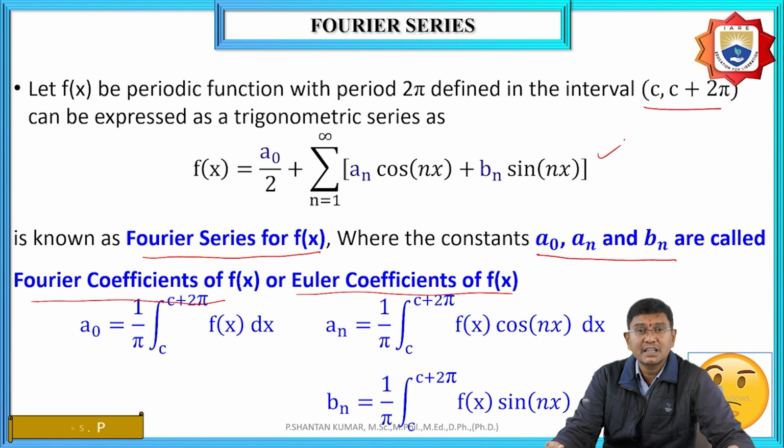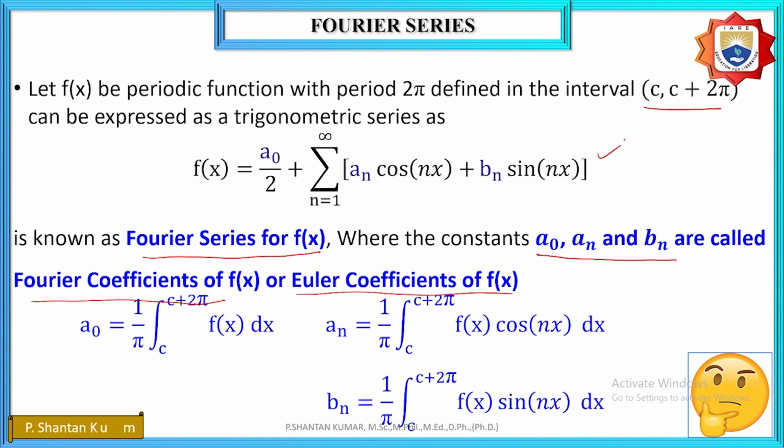This is the Fourier series, and the Fourier coefficients are a naught, an and bn. These are the limits under the prescribed interval, that is c to c plus 2 pi.